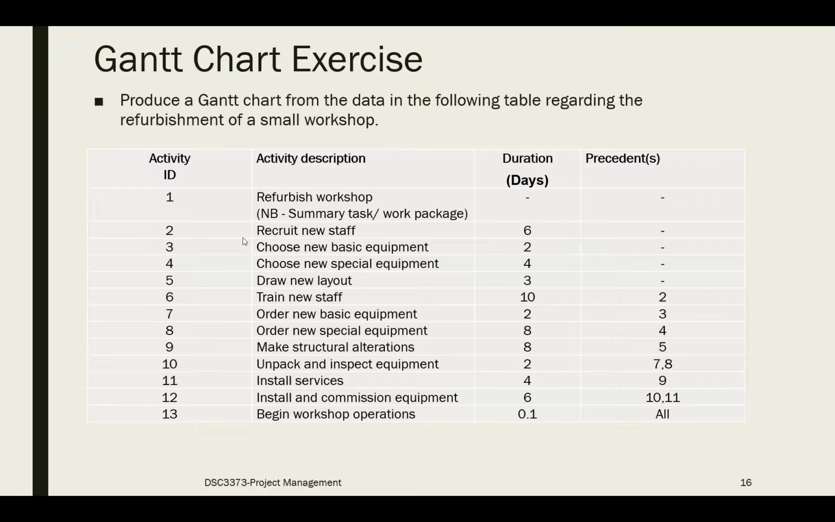Okay, so if you have completed drawing the Gantt chart, please send it through the chat box to me.